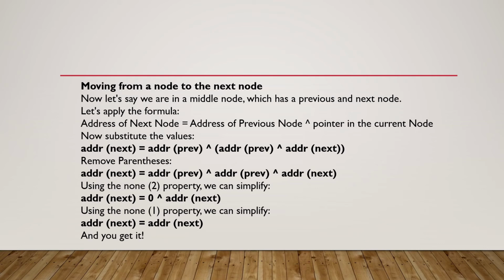Moving from a node to the next node. Now let's say we are in a middle node which has a previous and a next node. Let's apply the formula. Address of next node is equal to address of previous node XOR pointer in the current node. Now substitute the values. Address of next is equal to address of previous XOR (address of previous XOR address of next). Remove parenthesis: address of previous XOR address of previous XOR address of next. Using the none2 property, we can simplify to address of next is equal to 0 XOR address of next. Using the none1 property, we can simplify to address of next is equal to address of next, and you get it.